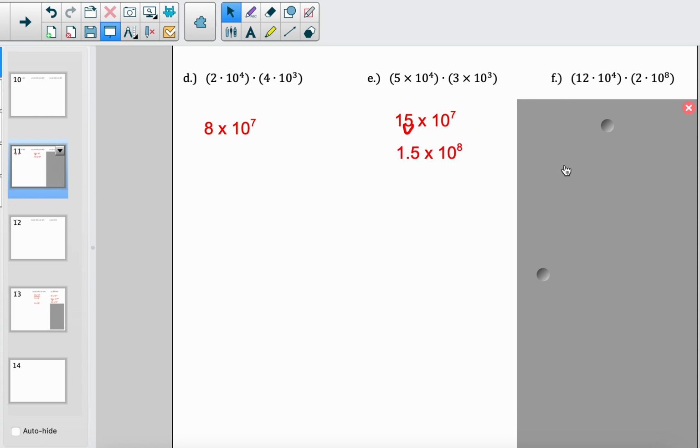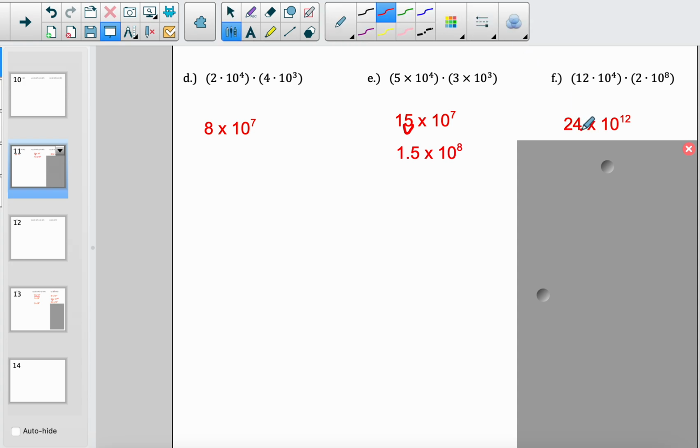And on our last example, example F, we have 12 times 10 to the 4th times 2 times 10 to the 8th. The coefficients there, 12 and 2, are going to get multiplied together. 12 times 2 is 24. Same base add there. The 4 plus the 8 is 12. Again, this is a problem where we are not in between 1 and 10. So we would move that decimal place over between the 2 and the 4, and so we would need to add 1 to our exponent, and so we're going to get 2.4 times 10 to the 13th.